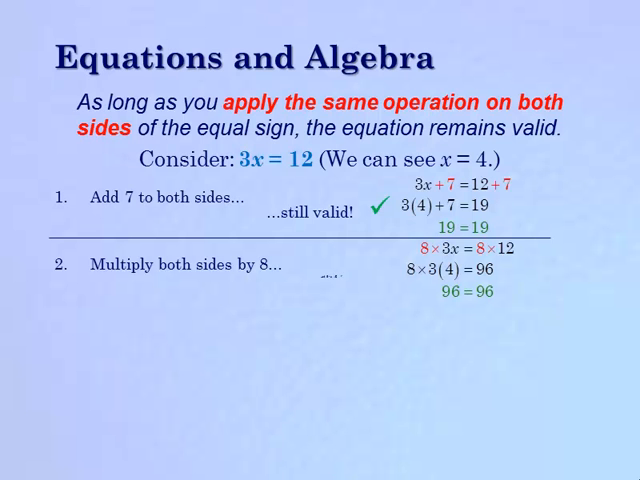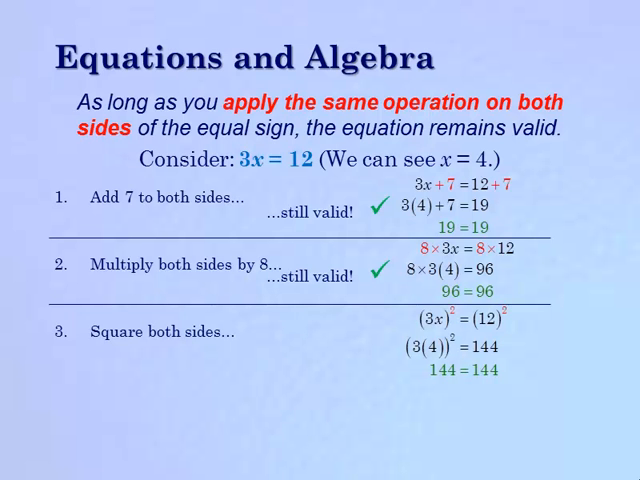Now, how about if we multiply to both sides? So multiply both sides by 8. So 8 times 12 is 96, and 8 times 3x, if you substitute our solution of 4, so we get 8 times 12, which sure enough is 96. So we've proven that multiplying by the same number on both sides also produces a valid equation.